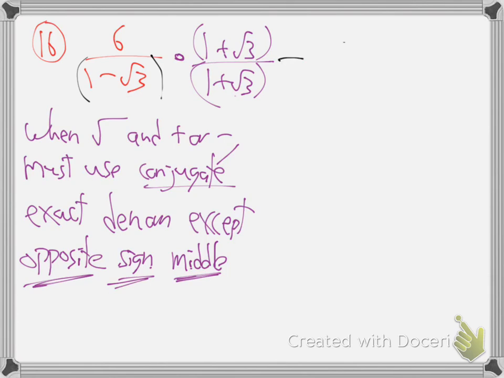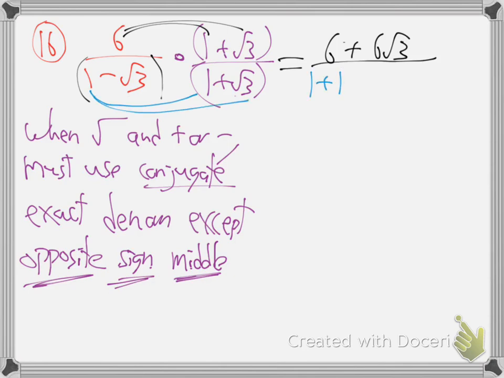So let's carry out on the top. It's just a distribution. 6 times 1 is 6. 6 times root 3 is just 6 root 3. No big deal up there. On the bottom, it's a FOIL. The first goes to both. 1 times 1 is 1 plus 1 root 3. Remember, outsiders stay outside, insiders stay inside. Then minus root 3 goes to both. Minus 1 root 3. And what's minus root 3 times plus root 3?